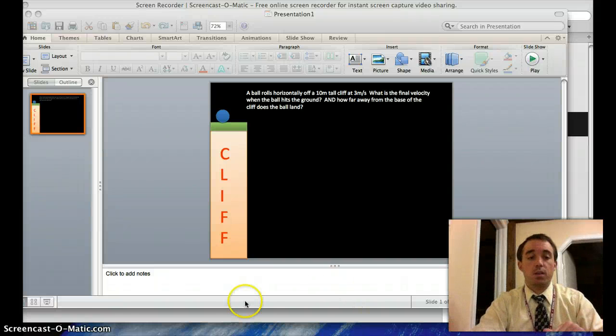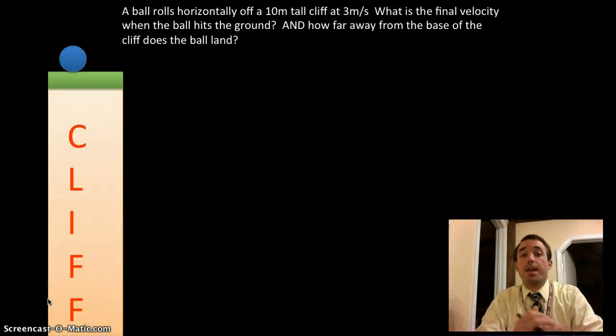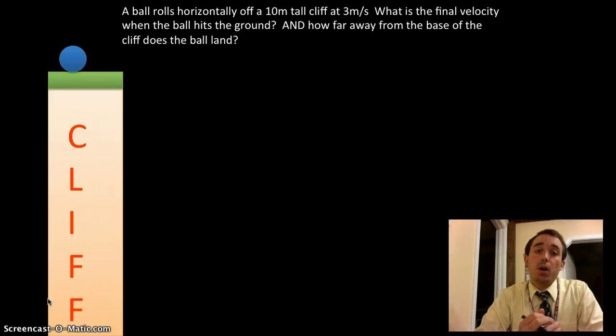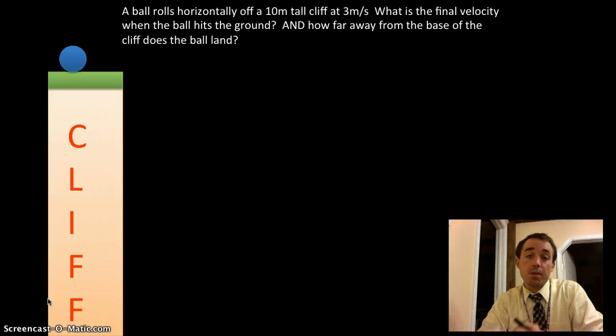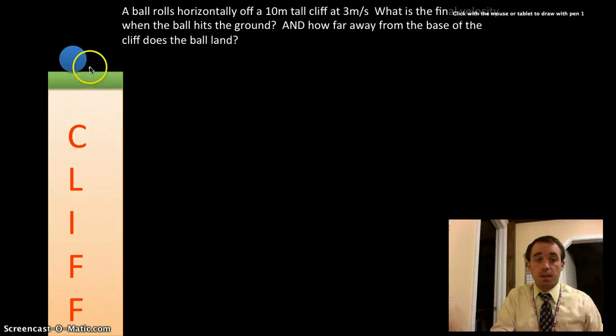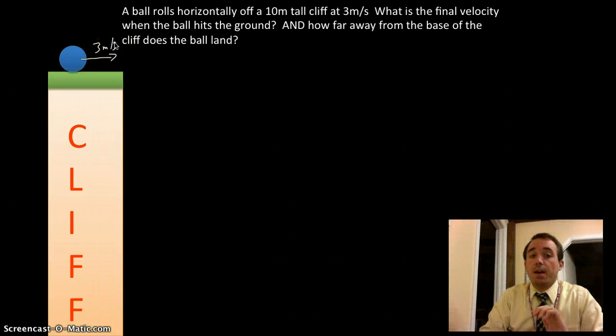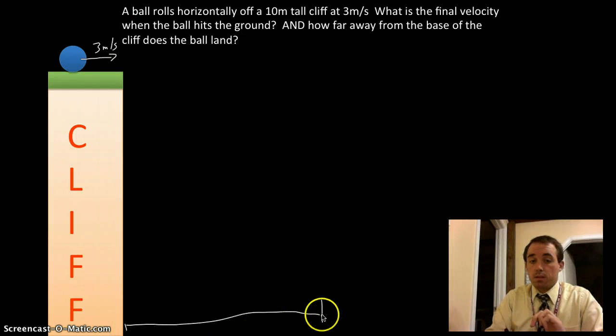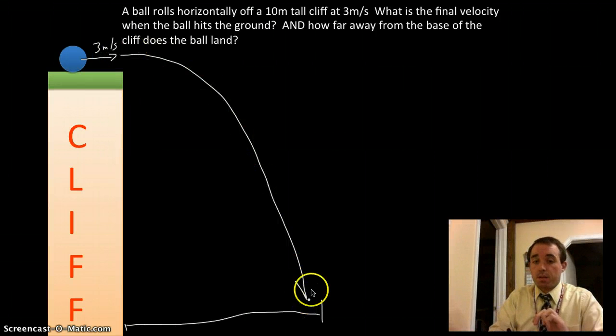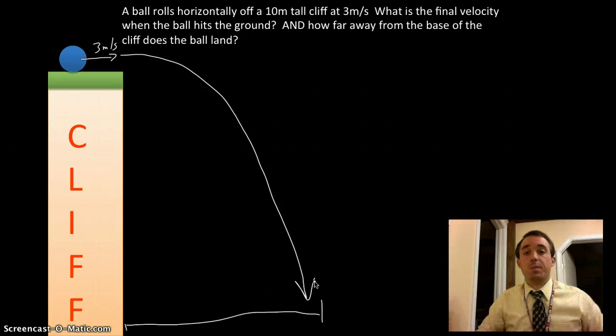Welcome back. So this time we want to try to answer this question. A ball rolling horizontally off a 10-meter tall cliff. It's initially rolling horizontally at 3 meters per second. And we want to find out how far away from the cliff it'll land, which means this distance. How far away, because the ball is going to do something like we talked about in the last video, like this, in terms of its path.